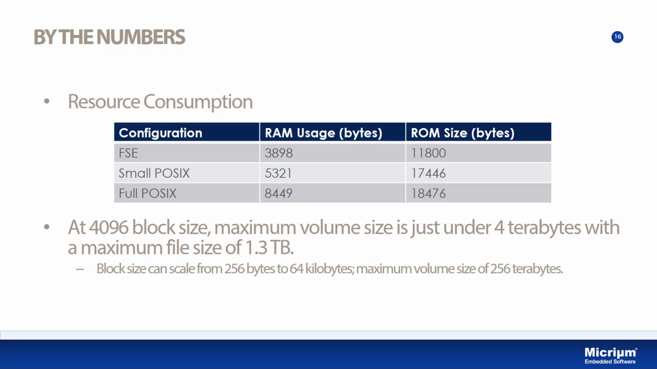The media block size affects not only the RAM usage, but also the maximum volume size and file size. Using a 4 KB block size, the maximum volume size is just under 4 terabytes, with a maximum file size of 1.3 terabytes, which is quite a lot for the Internet of Things. A full chart of block size options is on page 92 of the developer's guide.